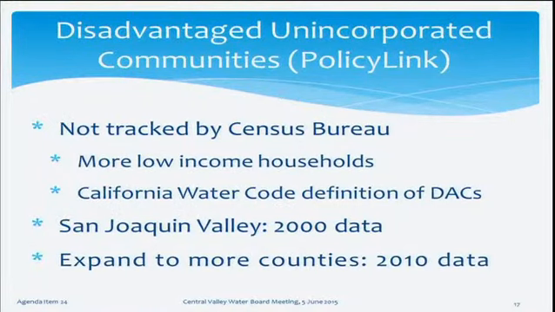And one such study was conducted by PolicyLink. That study found that disadvantaged unincorporated communities not tracked by the Census Bureau have more low-income households. The study used the Water Code's definition for disadvantaged communities to identify disadvantaged unincorporated communities in the San Joaquin Valley using census data from the year 2000. And PolicyLink, as they find additional funding partners, are going to be using this tool to identify disadvantaged unincorporated communities in more counties using the 2010 census data.